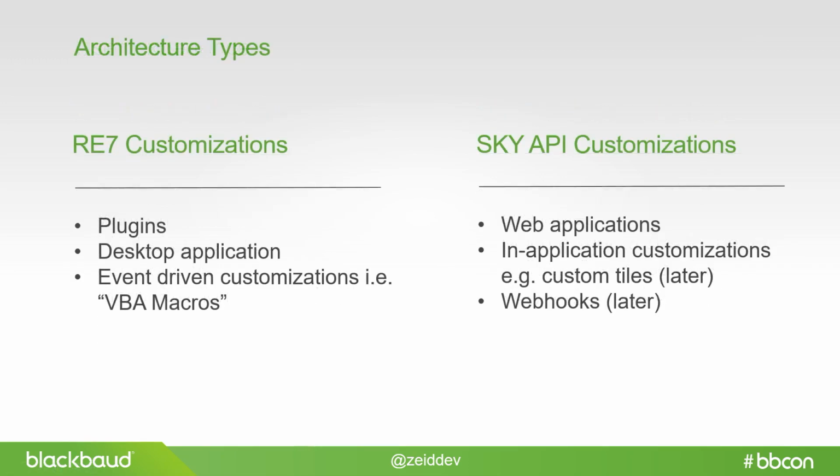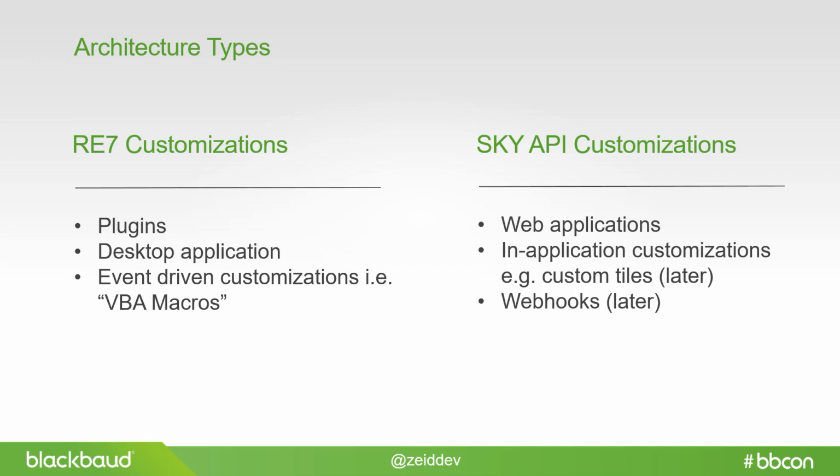So what about architecture? What can we do with our customizations? Well, in Raiser's Edge 7 we have plugins. Those are probably the most familiar type of customizations, where you go to the plugins area of Raiser's Edge and click on a link and it brings up a new mini application within Raiser's Edge. But you can also have desktop applications. You can have applications that you start from the desktop, with a shortcut there, and you can run an application just as you would start any other application. And they'll read data from Raiser's Edge, push data back into Raiser's Edge, and interact with Raiser's Edge as you expect it to.